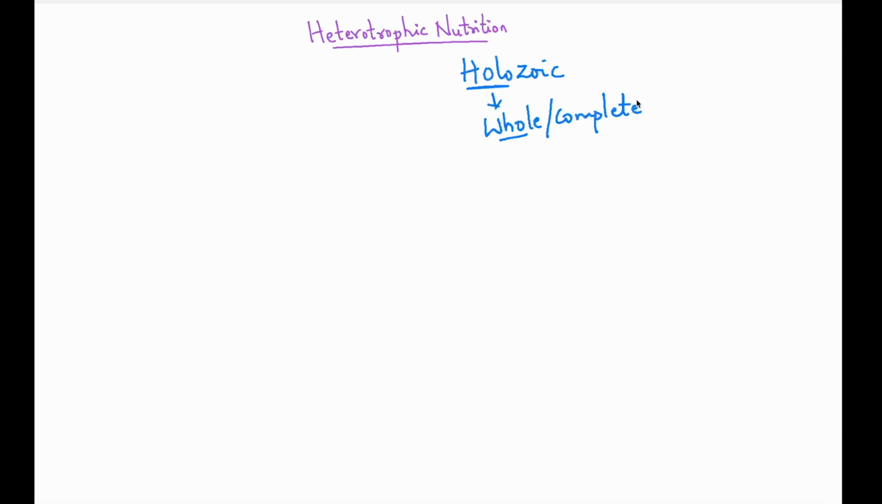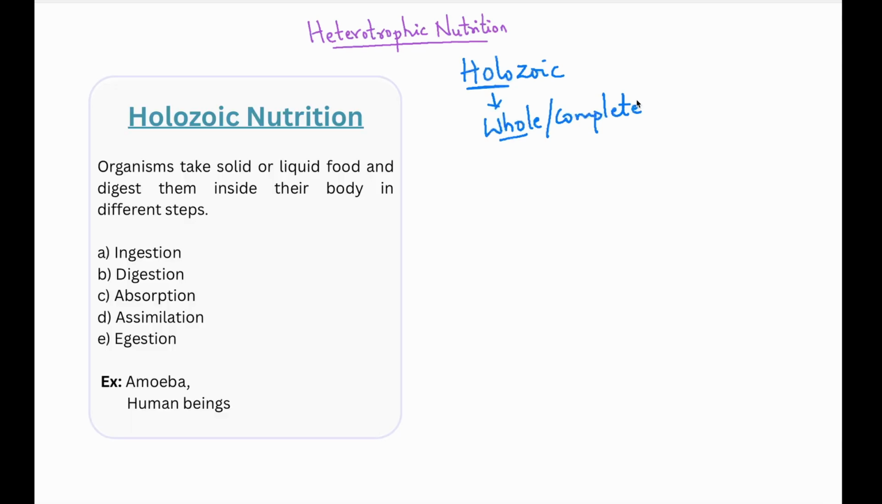So in Holozoic nutrition, the organisms take solid or liquid food and digest the food inside their body in a series of steps. So Holozoic organisms carry out intracellular digestion, or we can say that the digestion is internal. It is taking place in the body of the organism. Now, internal digestion takes place in multiple steps. The first one is ingestion, which refers to the intake of food into the body, followed by digestion.